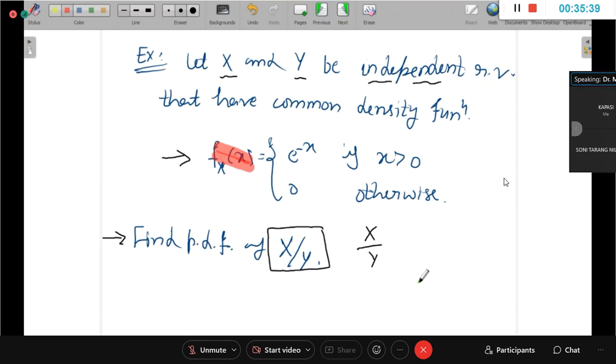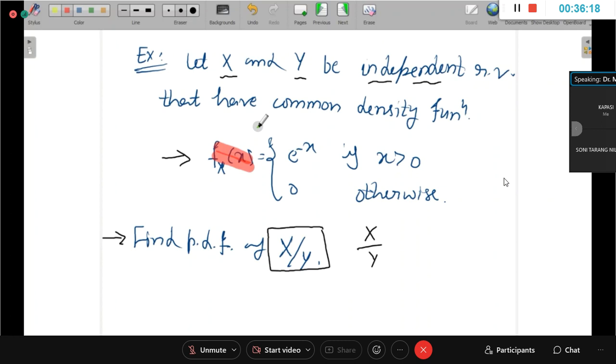Now you will ask, how will we define this x by y? This is a quotient of two functions, right? And you know it is valid when the denominator does not vanish in the domain. So you have to make sure that y does not vanish inside the domain. So y will never be zero. You are not going to take the case when y is zero. So you are interested in finding the PDF of x by y.